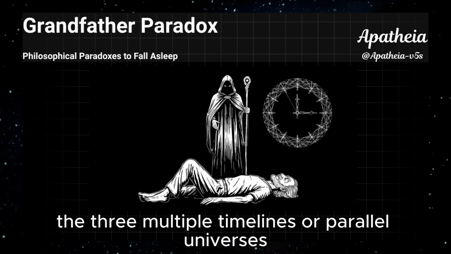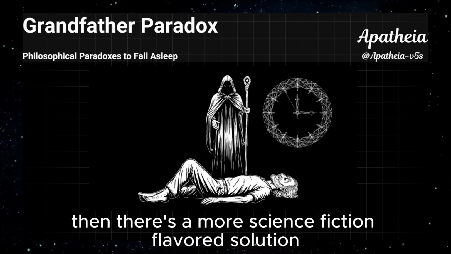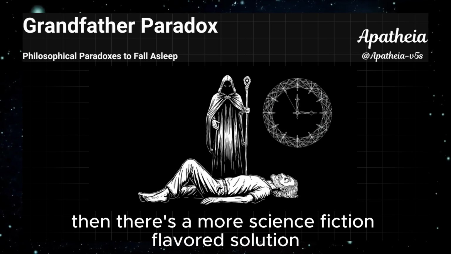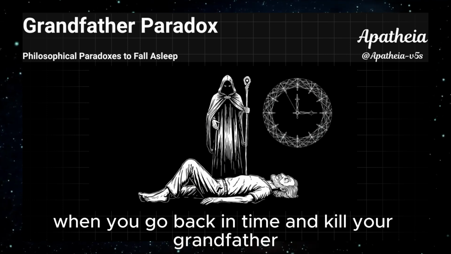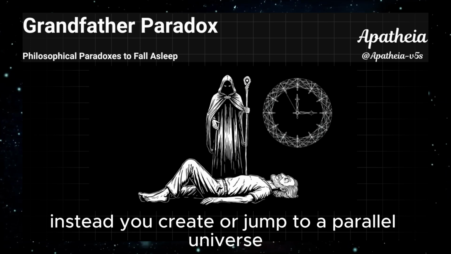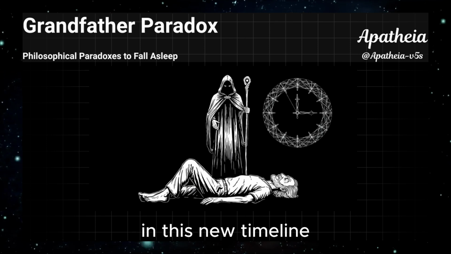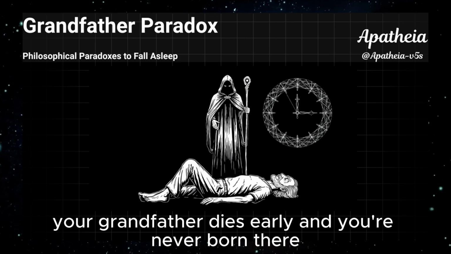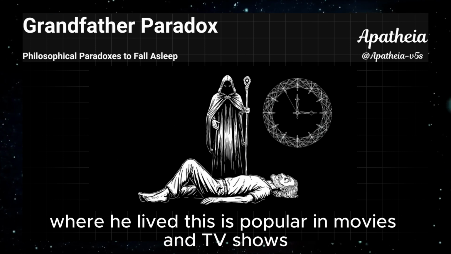Number 3. Multiple timelines or parallel universes. Then there's a more science fiction-flavored solution, the multiverse. In this view, when you go back in time and kill your grandfather, you don't erase yourself from existence. Instead, you create or jump to a parallel universe. In this new timeline, your grandfather dies early and you're never born there, but you still exist because you came from a different timeline where he lived.